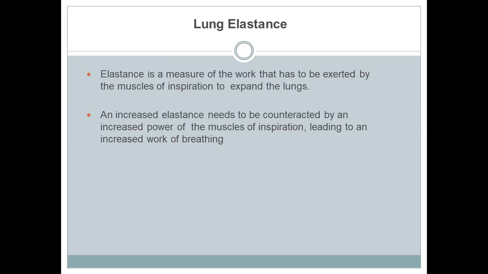So whenever increased elastance is required, it has to be overcome. Say for example, if the elastic tissue is damaged, then you require increased elastance or power, and this power is generated by increased power of the muscles of inspiration.